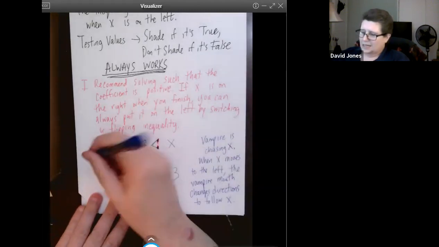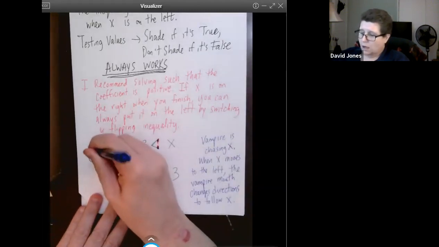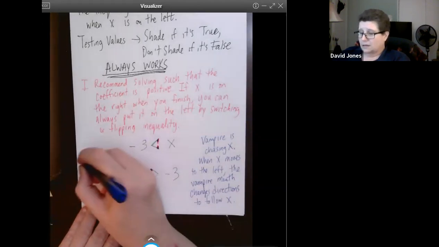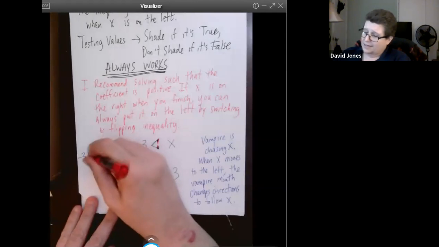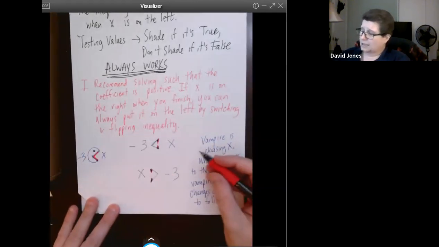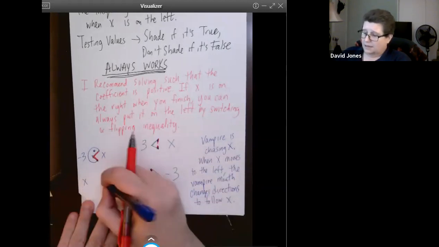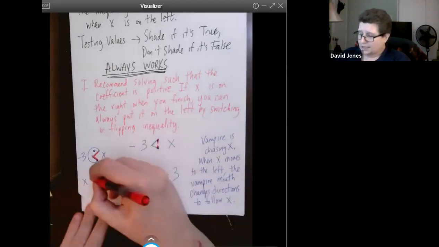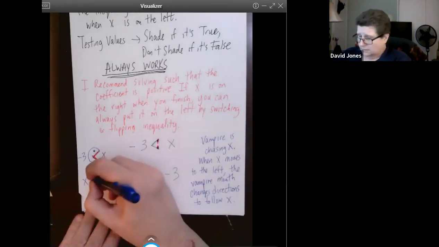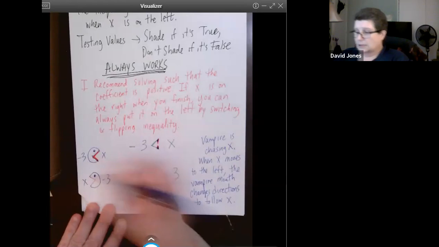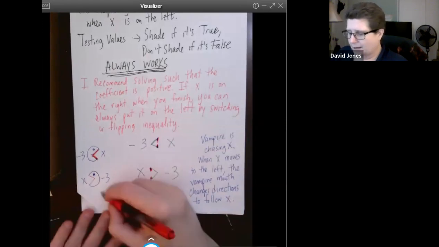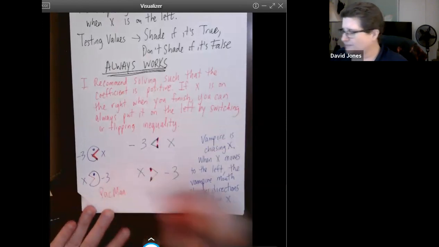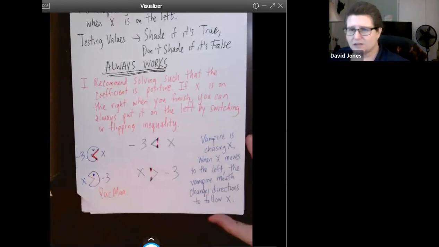Another way you can look at it is Pac-Man. Waka, waka, waka. Negative 3 is less than x. And when I put x on the left, negative 3 on the right, Pac-Man still wants to chase x. I know, it's an old video game, but I've seen it in a video game movie just a few years ago, so I know it's not completely gone.